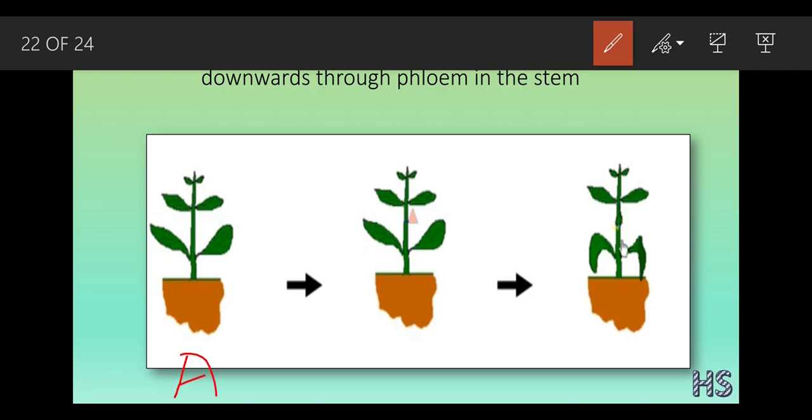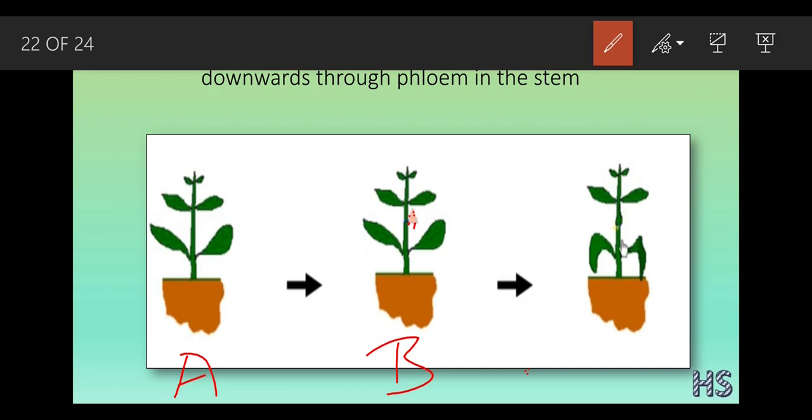This is condition A, in which I took a plant. This is condition B, in which there is a red dot, a red triangle. Okay, we can see this part. And from this, what we are going to do is remove the phloem part.